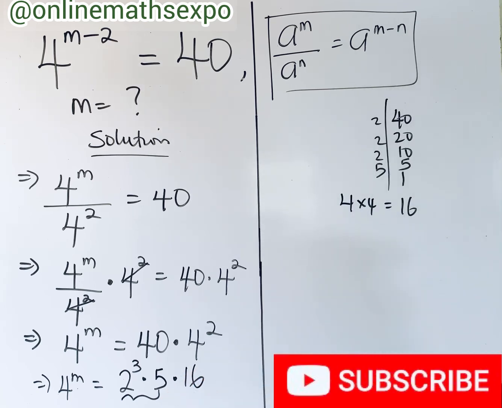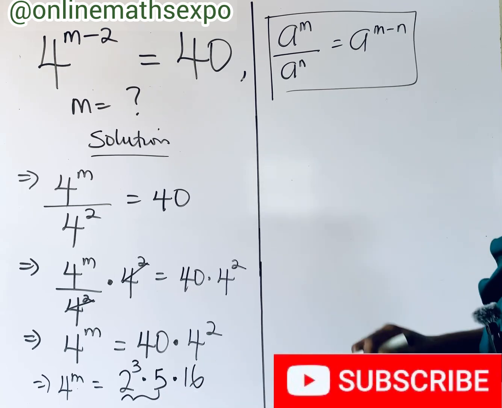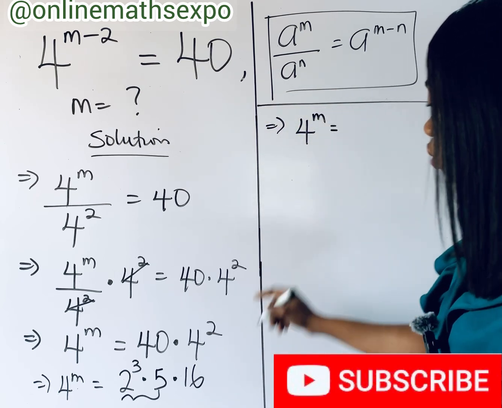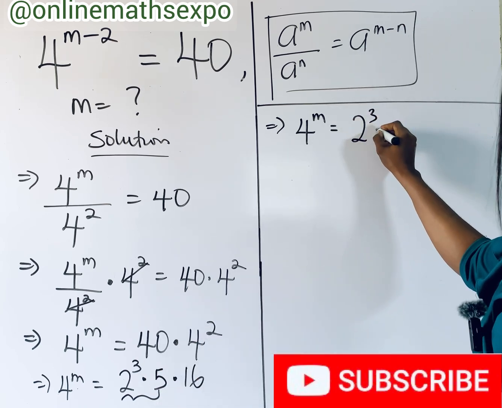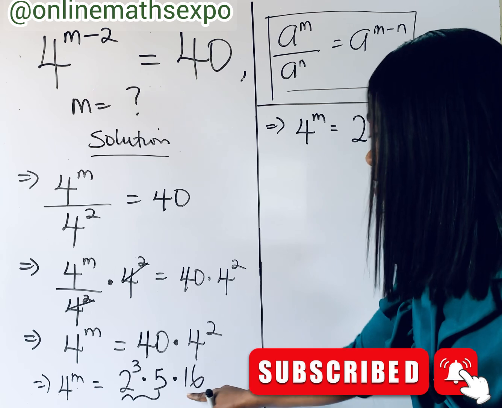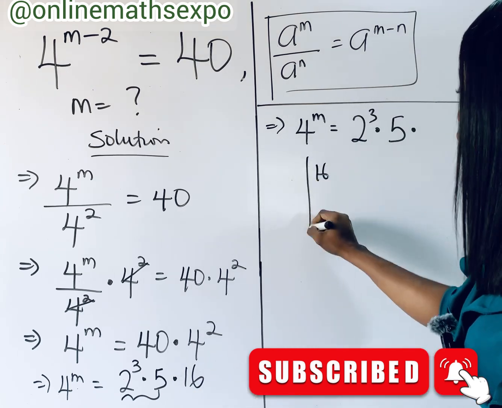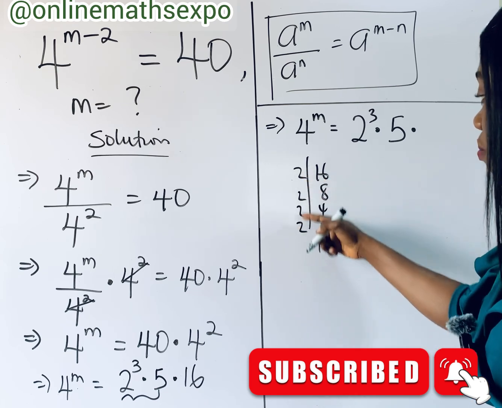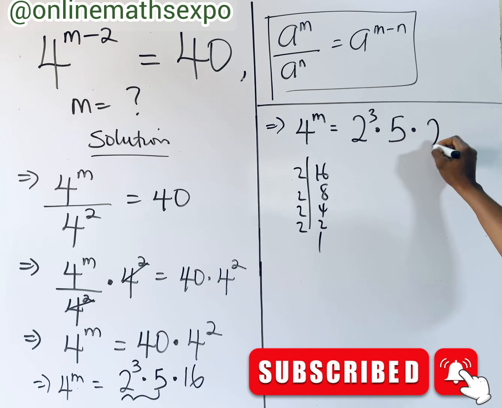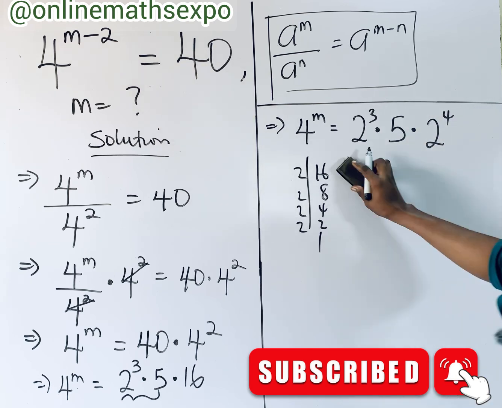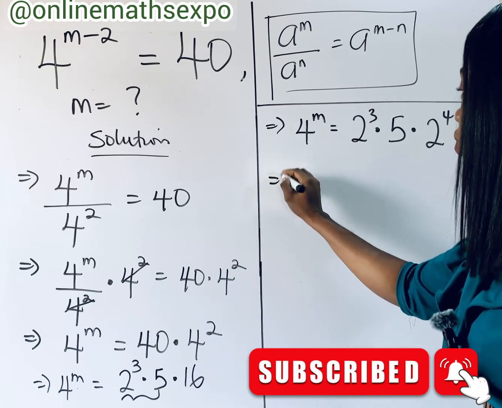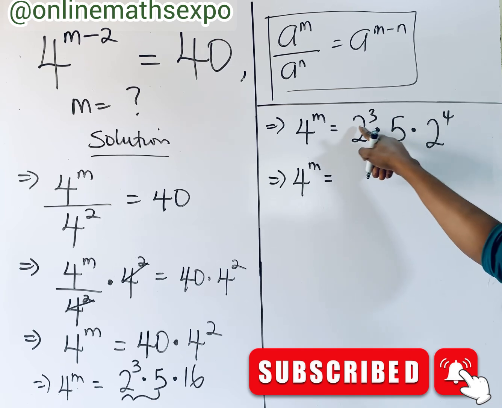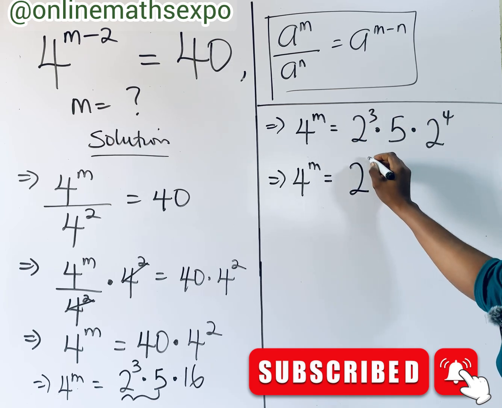So simplifying it again, from here we have 4 to the power of m is equal to 2 to the power of 3 multiplied by 5 multiplied by 16, which, as you know, 2 here will give us 8, 2 is 4, 2 is 2, and 2 is 1. So you observe that 2 will appear 4 times. So we're going to have 2 raised to the power of 4. I hope you're with me there. Now we keep simplifying it. So we are going to now have 4 to the power of m. 2 to the 3 here and 2 to the 4. So it means that the total will be 2 raised to the power of 7.